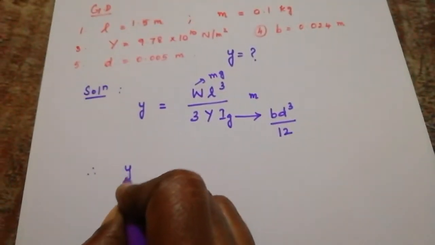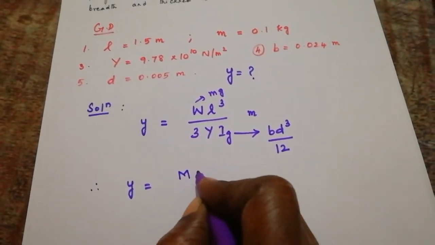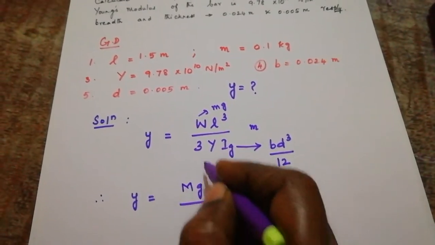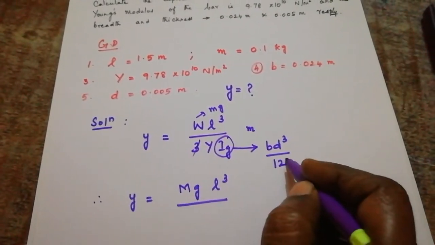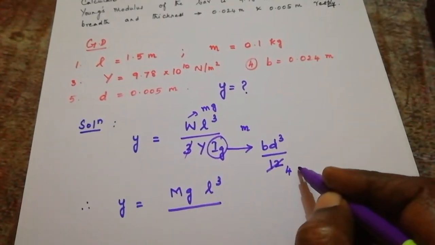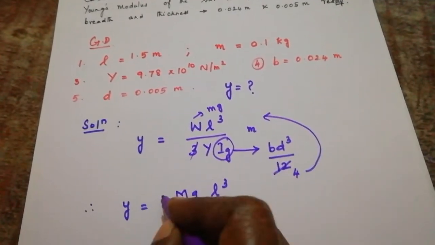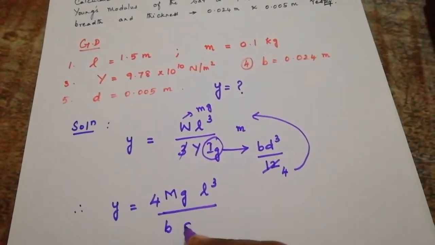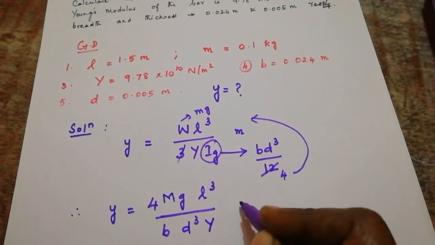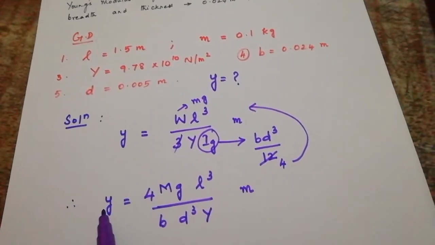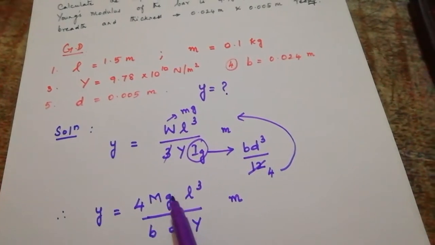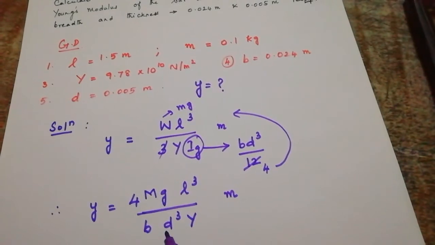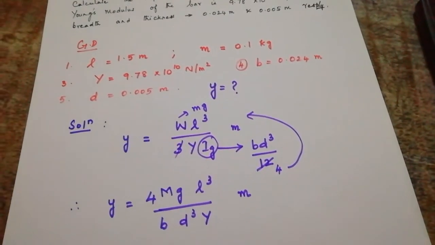y is equal to m g L cube divided by, cancelling 3 and 12, I will get 4. Then this is taken to the numerator. I am writing it here: y = 4 m g L cube by b d cube Y, in meters. So depression, mass, gravity, the length, breadth and thickness, Young's modulus of the beam.